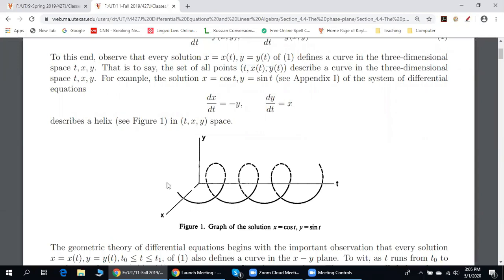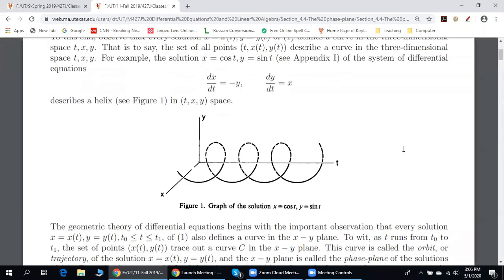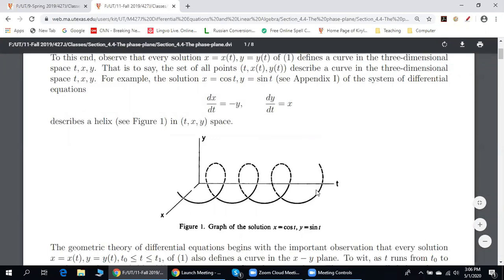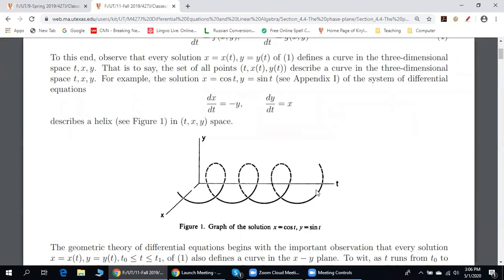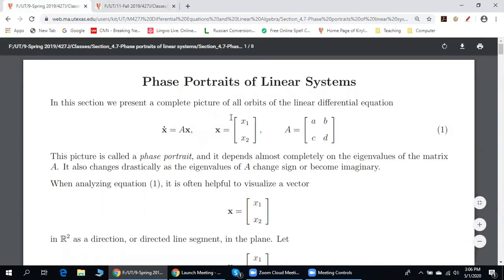Let us consider the projection of this three-dimensional curve to the xy plane that we call phase plane. We call this projection the orbit or trajectory. So for a particular solution, we get a three-dimensional curve and its projection is the orbit. The collection of all possible orbits is a phase portrait.